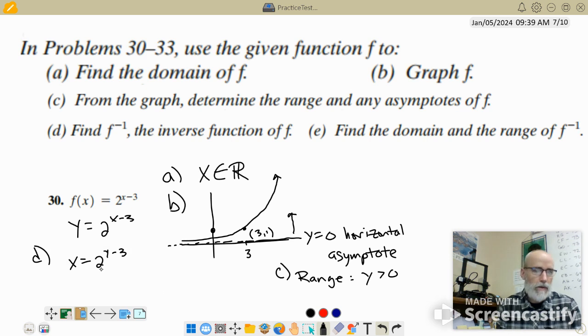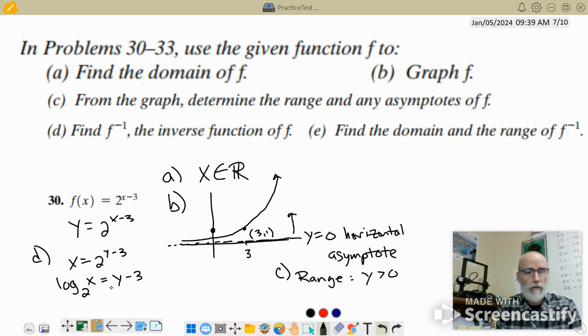Now I just need to solve it for y. So I'm going to go log base 2 of x is equal to y minus 3. I converted from exponential form into log form. The base is 2, the exponent is y minus 3, and I'm going to get x. That's saying the same thing right there. I just need to move the 3 to the other side, and I've got the inverse. So my inverse comes out to be y equals log base 2 of x plus 3.